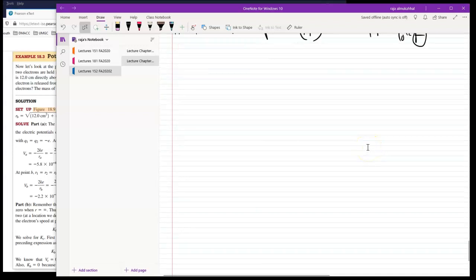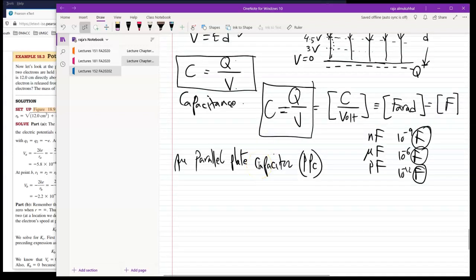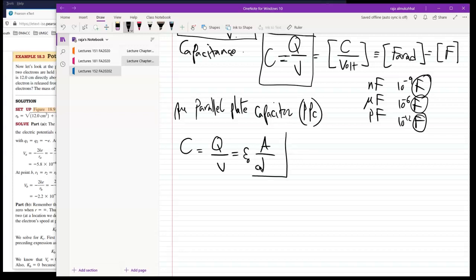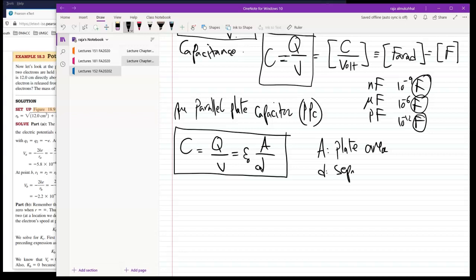So we define the capacitance of a PPC, or a parallel plate capacitor, to be equal to Q over V, and is also equal to epsilon naught A over D. This is a very important equation, where A here is the plate area, each one of them, assuming that both have equal area. Okay, if they're not, then this formula doesn't work, but you don't need to worry about that. We're not going to deal with this stuff. So A is the plate area, and D, of course, is the separation distance.